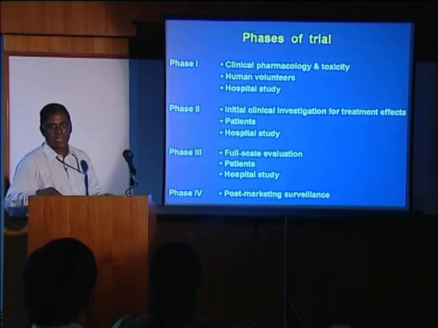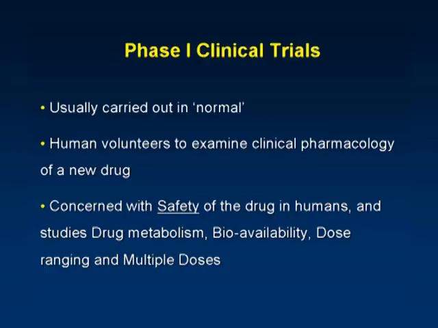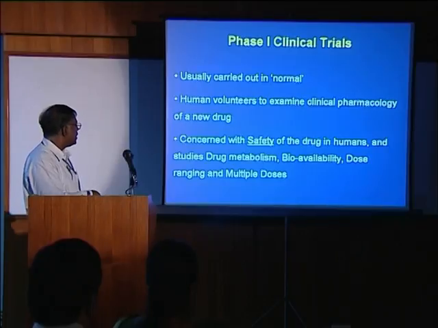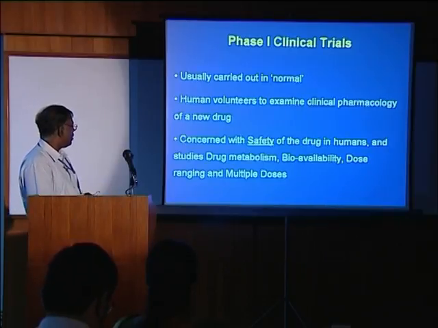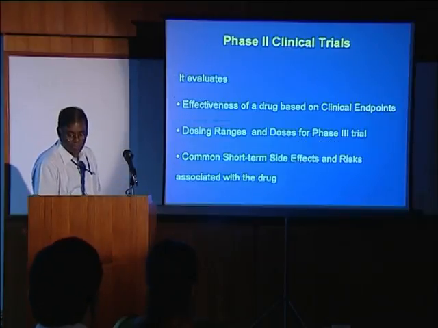How efficacious the drug is in the practical circumstances. Phase 1 clinical trial is usually carried out in normal individuals, human volunteers, to examine the clinical pharmacology of a new drug. It is concerned with the safety of the drug in humans and studies drug metabolism, bioavailability, dose ranging; various things are seen in that phase 1 trial.